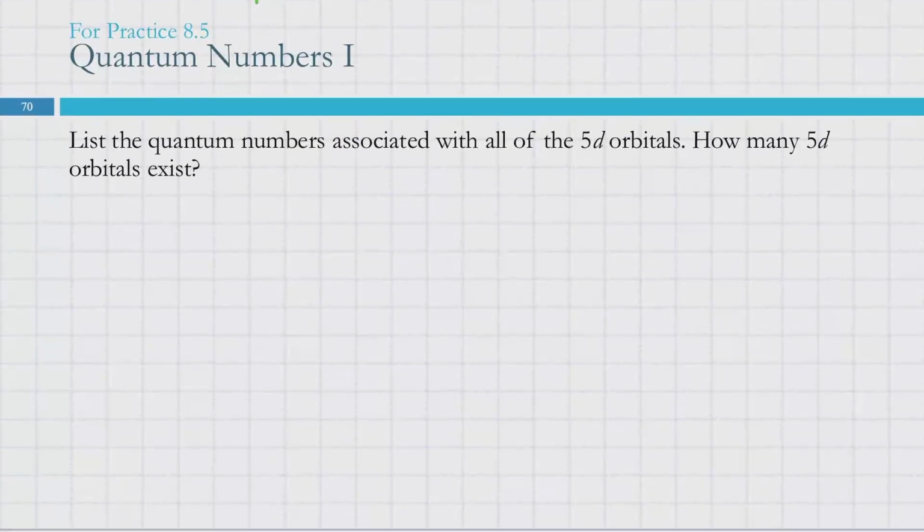All right, we want to list the quantum numbers associated with the 5d orbitals. How many 5d orbitals exist?